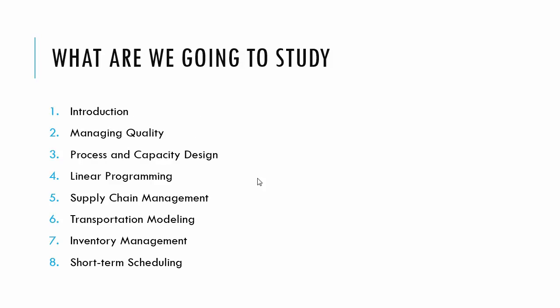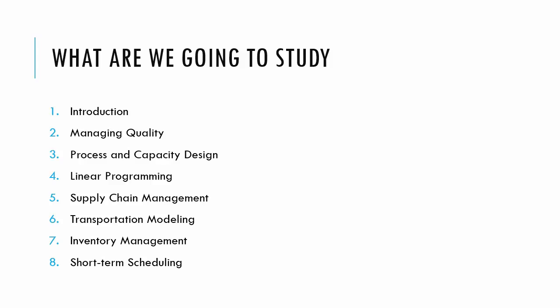So what are we going to study? The book covers lots of different areas that OM can address. Unfortunately, we will not be able to cover them all, but here are the topics we will be covering. First, we'll do the introduction, which is what we're doing now, basically this video in Chapter 1. Next up, we'll be looking at managing quality, which is covered in Chapter 6 and Supplement 6. Then we'll move on to process and capacity design, which is covered in Chapter 7 and Supplement 7. Then we'll move into one of my favorite parts, linear programming, which is in Module B. That's at the back of the book. All the modules are at the end.